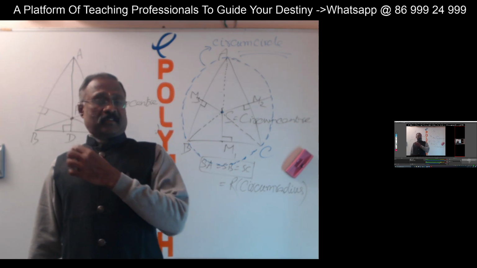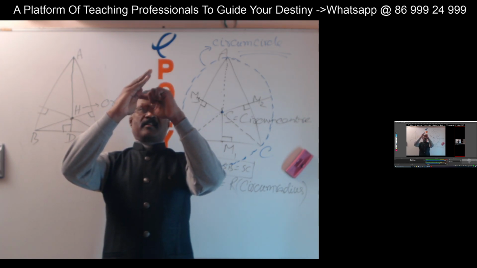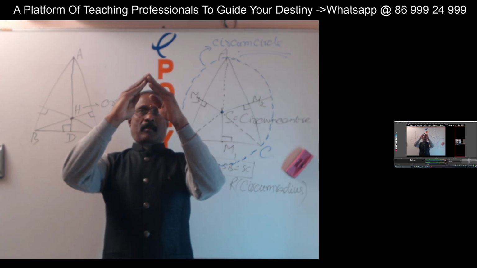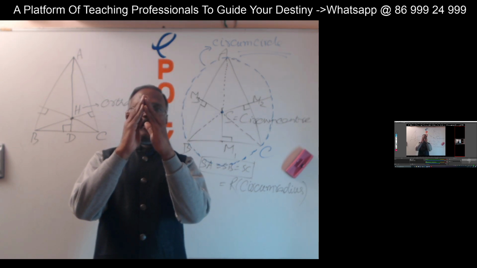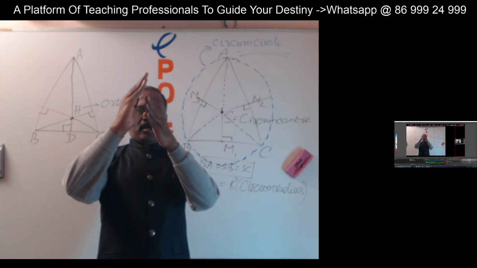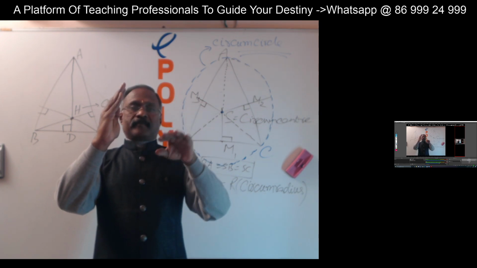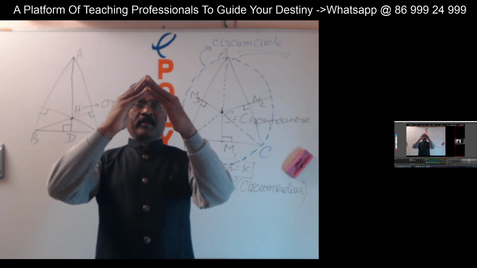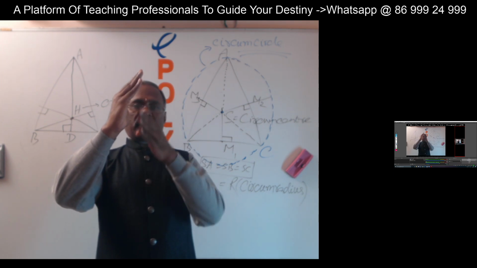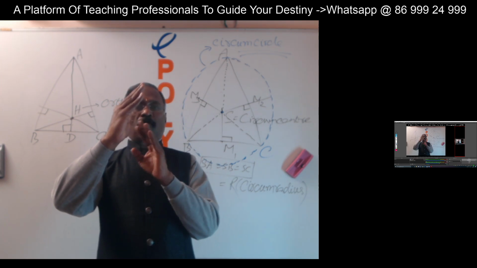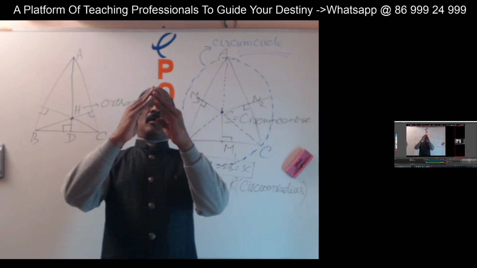What is an internal angular bisector? If this is an angle, let me say this is an internal angle, and this one is the external angle. What I mean to say, the outside angle is the external angle. This internal angle is divided by a line, bisected by a line. For example, this angle is 60 degrees, let me say. Then a line divides it into equal parts, 30 degrees and 30 degrees. This is called the internal angular bisector.